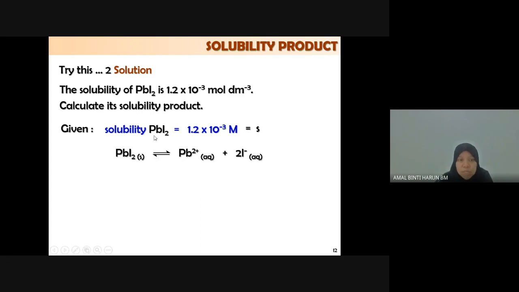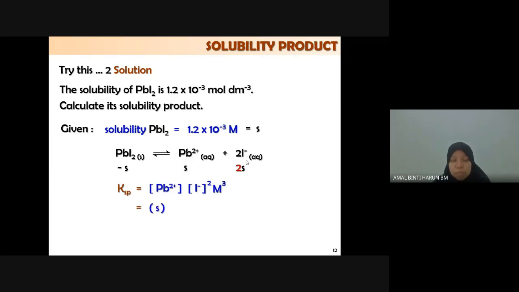Okay, kalau kita kata solubility PbI2, dekat sini kita letak solubility dia S sebagai S contohnya. So kalau contohlah solubility dia 1.2 exponent negative 3, that means sebanyak 1.2 exponent negative 3 molar lead iodide diperlukan untuk membentuk 1 liter saturated solution. So if this one is minus S, it will form S molar lead 2 plus and 2S concentration of iodide ion.